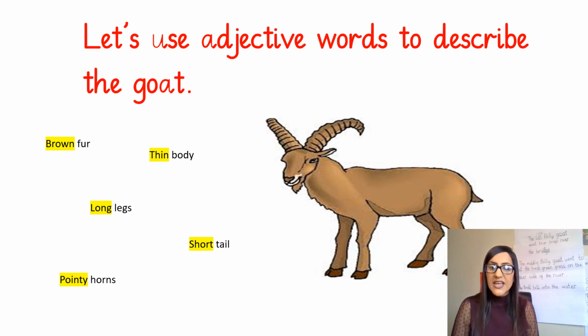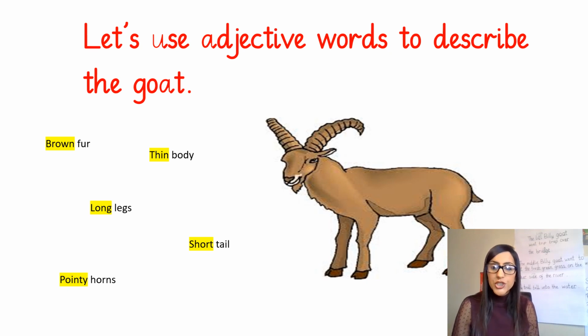The goat has a thin body. I'm telling you what the goat looks like. It has a thin body. So the word thin is an adjective. Long. The goat has long legs. The word long is an adjective because it's telling you how long his legs look.